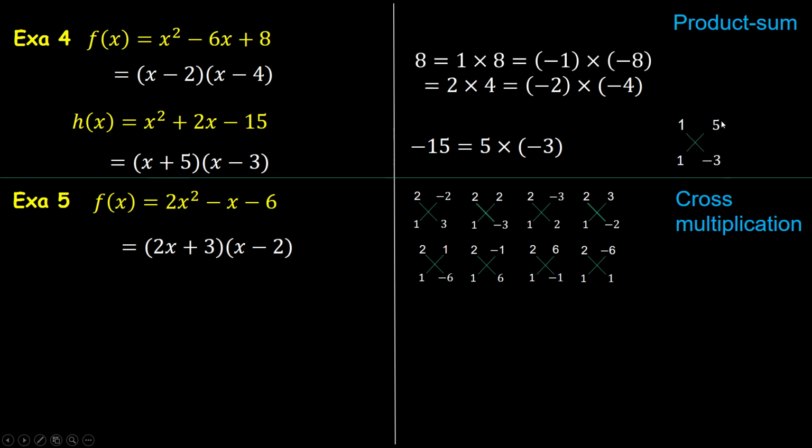So by the way, you can easily check that the example we did earlier, you can also do this by cross multiplication. So basically 1 times 1 is 1, 5 times negative 3 is negative 15. You cross multiply and it gives you 2. Okay, and then you get the same answer.